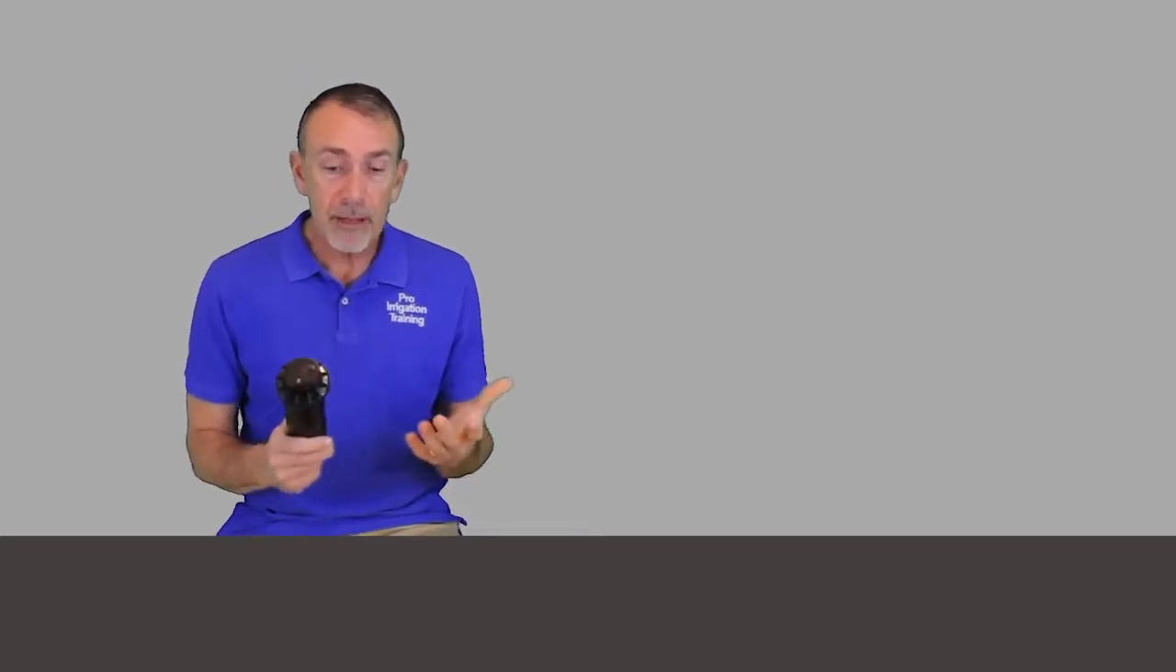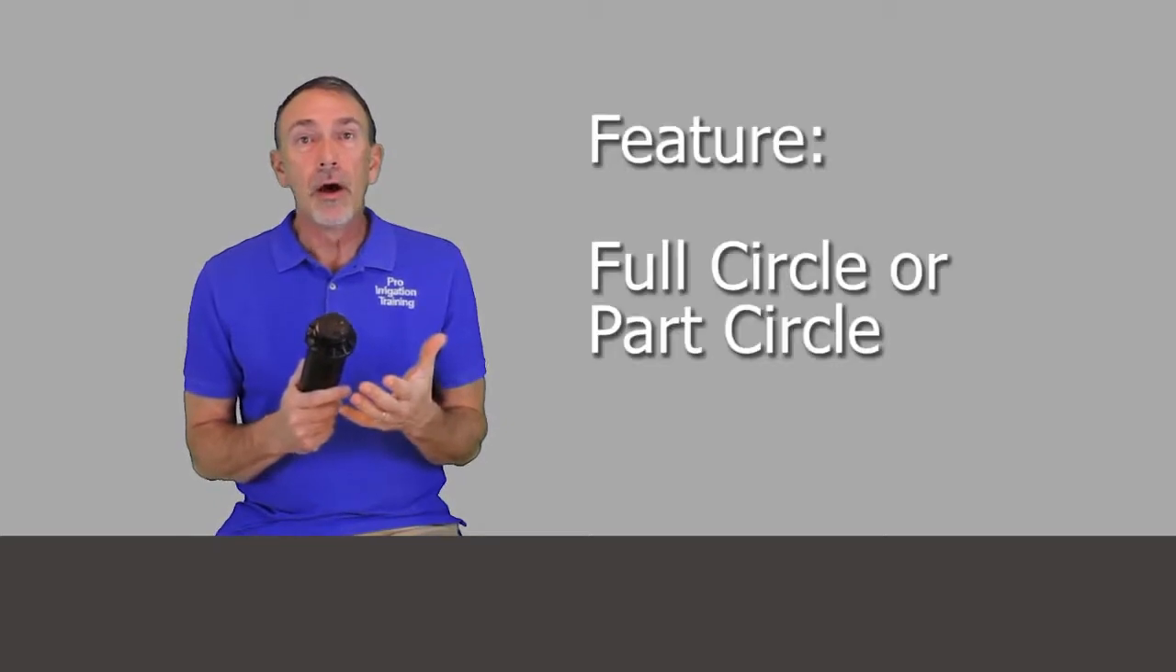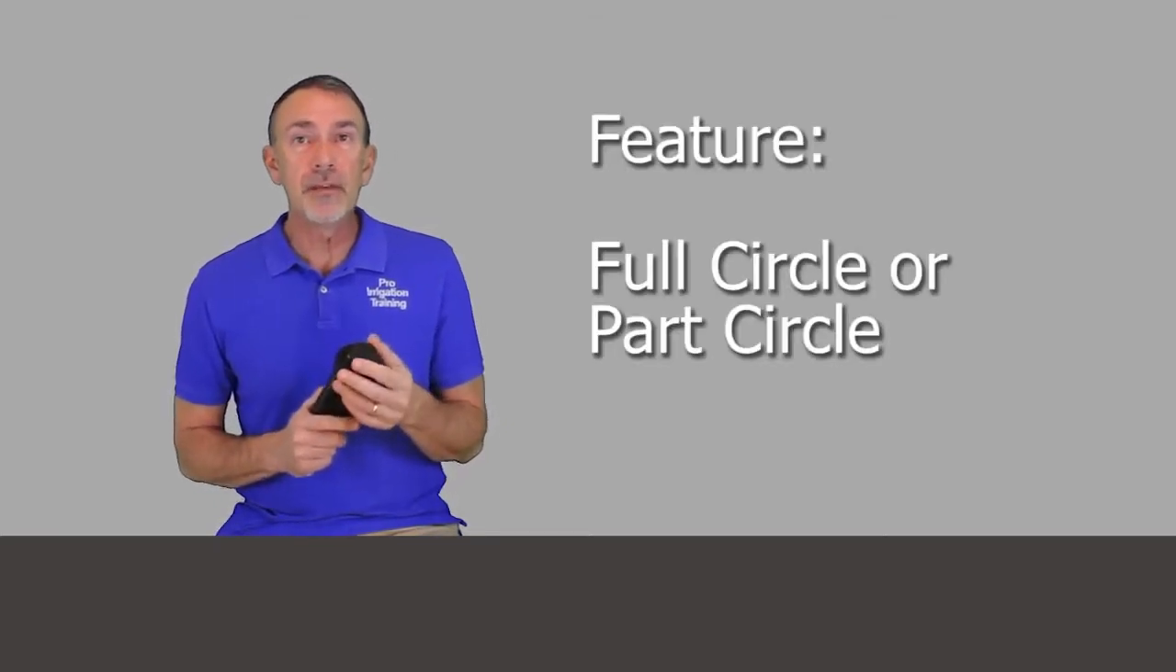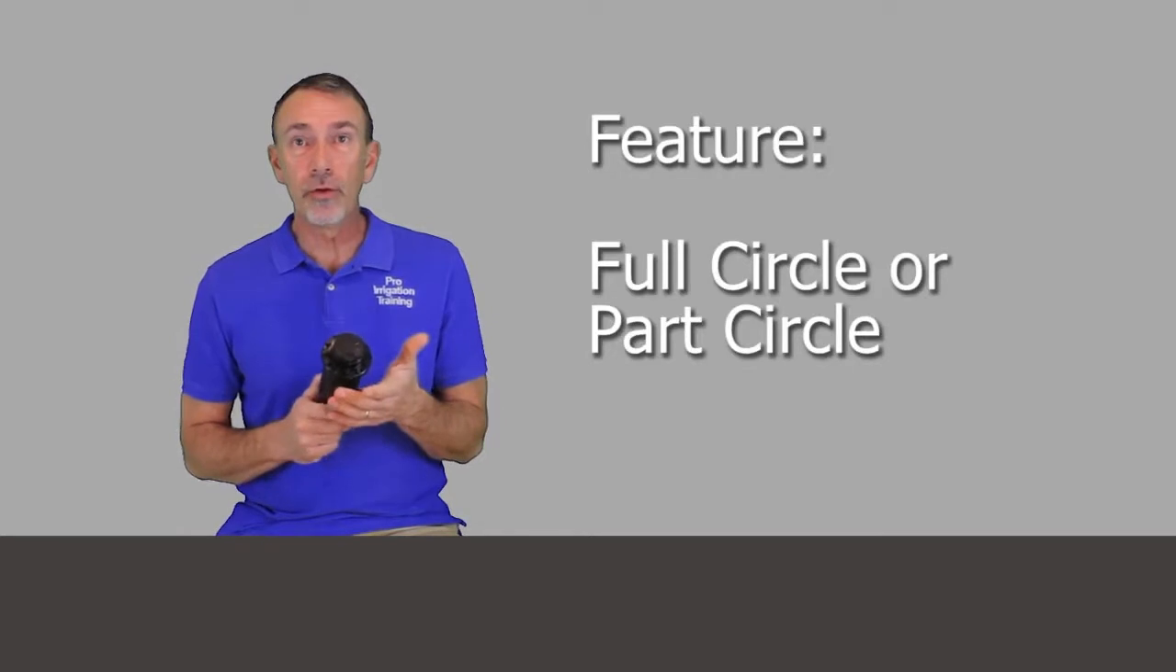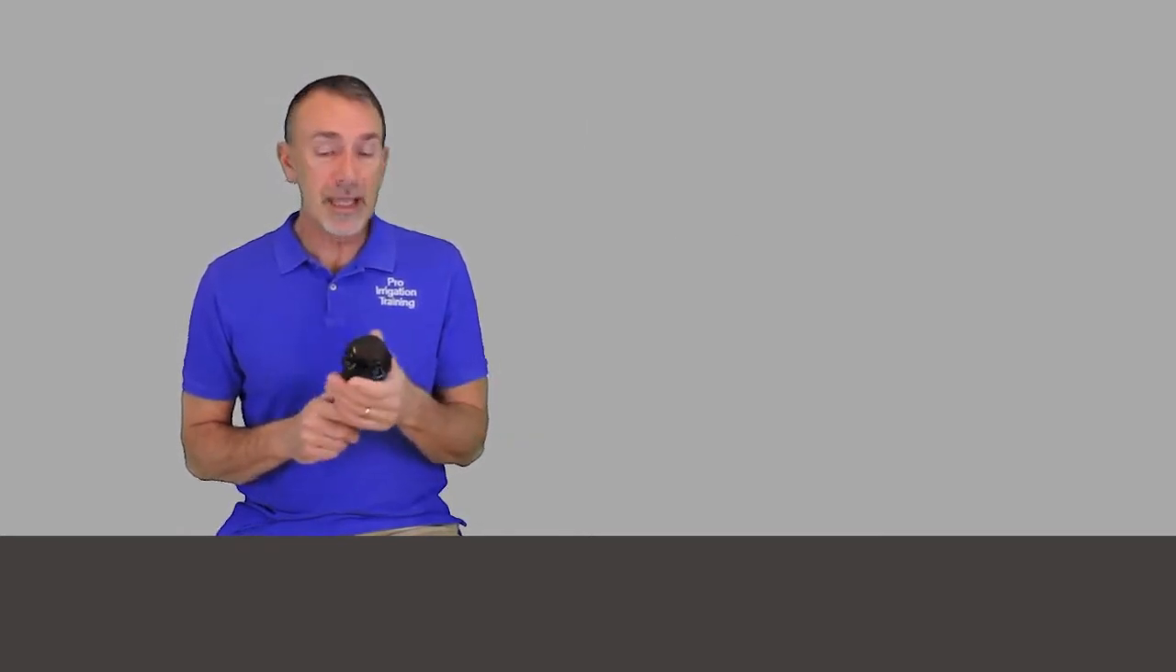Now, for every rotor product, almost all of them come with the option of either a part circle or full circle. A full circle is a head that's set on a continuous 360-degree pattern, and almost always they'll just continue in the same direction in a 360-degree pattern.